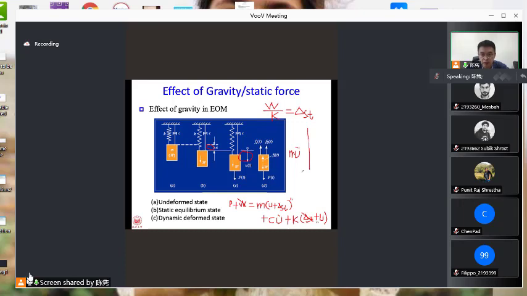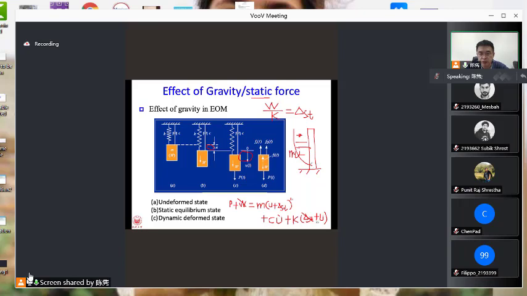Let me go back to the example I just showed you, the tall building with wind loads. We have wind load acting on this tall building. The wind can be decomposed into two components. One is mean wind, the other is turbulence. The mean wind you can treat as a static force, and the turbulence is a dynamic one.